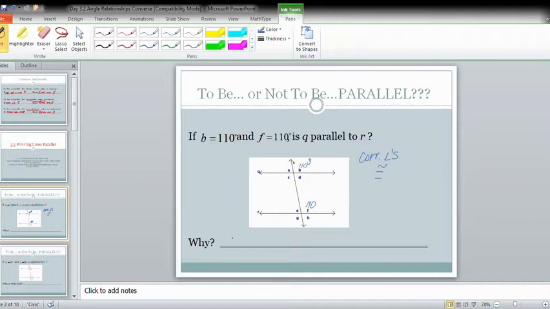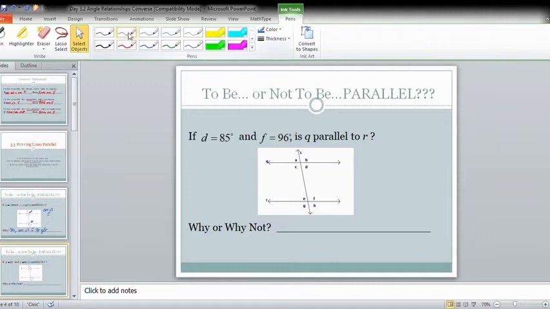So, do we have parallel lines? Yes, because corresponding angles are congruent. Therefore, we have parallel lines. So line Q is parallel to line R, right? Corresponding angles are congruent, therefore we have parallel lines. Let's try another one. To be or not to be is the question.